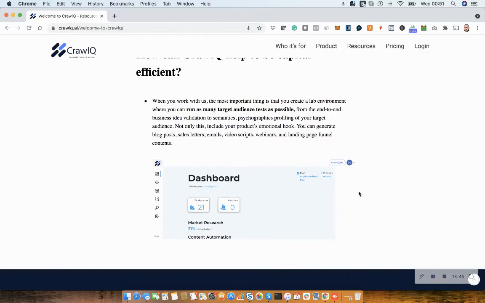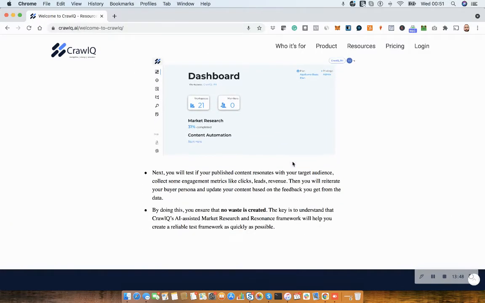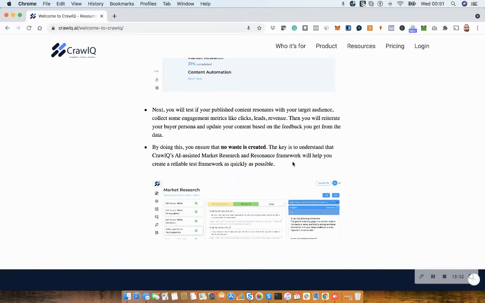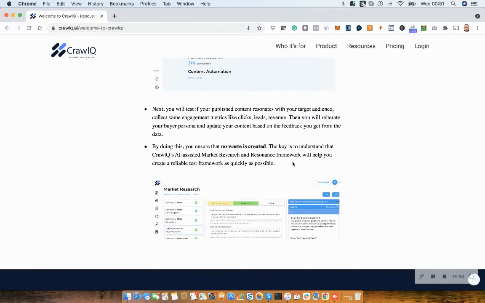Let me go further with this. How are you really going to be capital efficient with this? Once you start with your buyer persona, you will test if your published content is resonating with your target audience. So you start with micro content and you start publishing it. You collect some engagement metrics like clicks and leads, and then you check what is happening with the revenue.